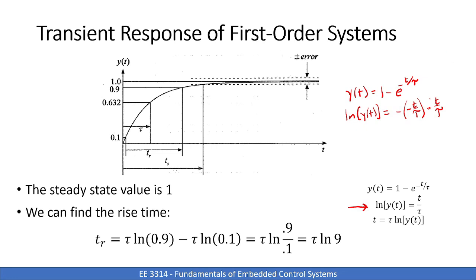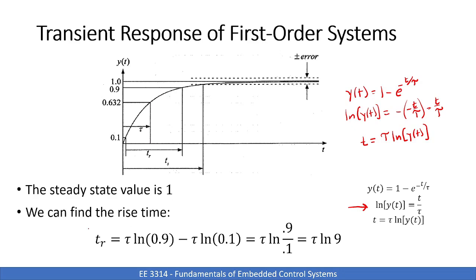Okay, and then we can solve for t here. So the time is going to be negative tau times the natural log of y of t. Whatever value y of t is, we can find the time on this curve for those values of y of t. So if we want to find the time for y of t equals 0.632, we could find that time t right here, right? Okay, we can also use it to compare times on this curve.